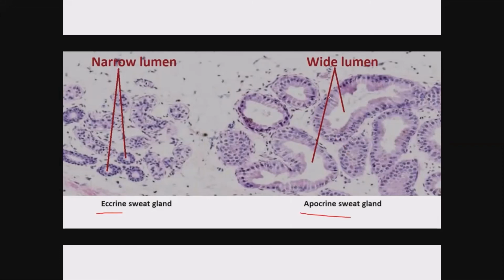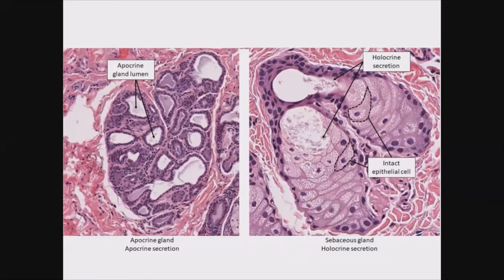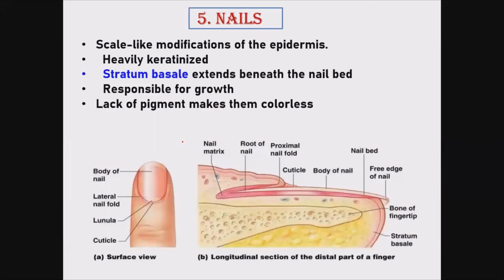Apocrine glands will have a wider lumen of the secretory part, whereas a narrow lumen of the secretory part will be there in the eccrine sweat glands. In apocrine, they are wider. If you compare, the eccrine sweat glands will have a narrow lumen, darkly stained. Here the sebaceous glands have holocrine type of secretion. Here we have apocrine or merocrine type of secretion, depending upon which type of gland it is.